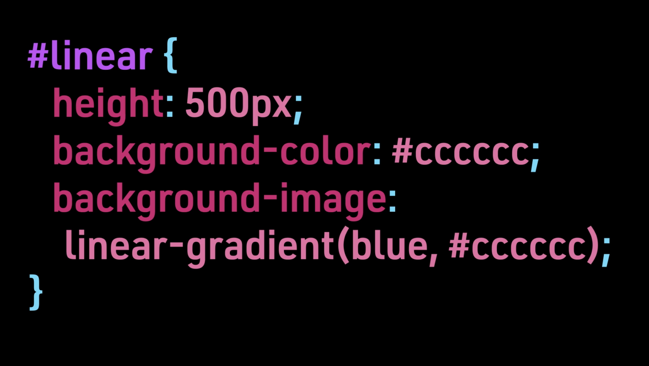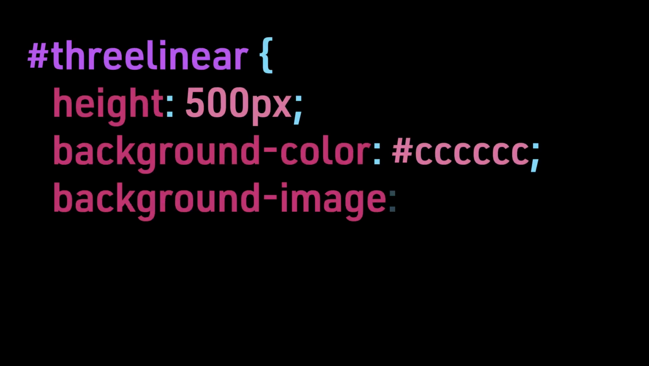In each of our examples, the height of our gradient will be 500 pixels. We also set a background color as a default, if for some reason the linear gradient code is not recognized by the browser. In this case, we have set the background color to be a light gray. Now our background image is set to linear gradient with the top color being blue and the lower color being gray. And the background will transition between the two colors.